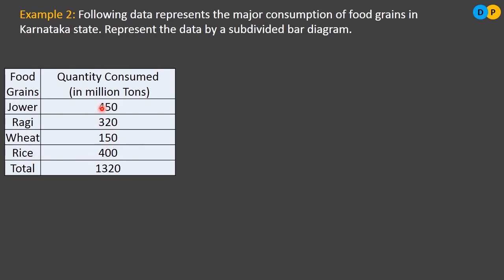So now we will be adding all of them. So what is the total consumption of food grains? 1,320 tons. Fine. So why are we coming up with the total magnitude? Because we need to erect a rectangular bar. What will be the height of the rectangular bar? It is equal to the total magnitude. So what will be the scale? Let us say on the y-axis, 1 centimeter is equivalent to how many million tons? 200 million tons.